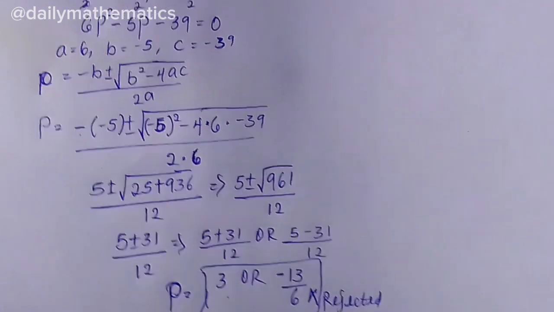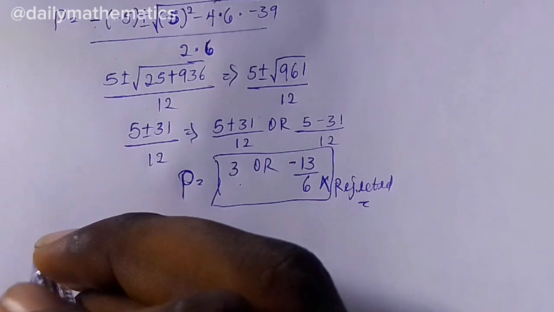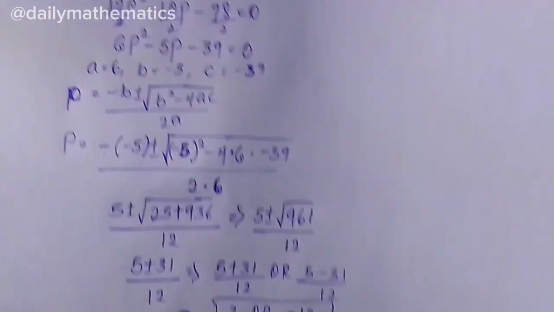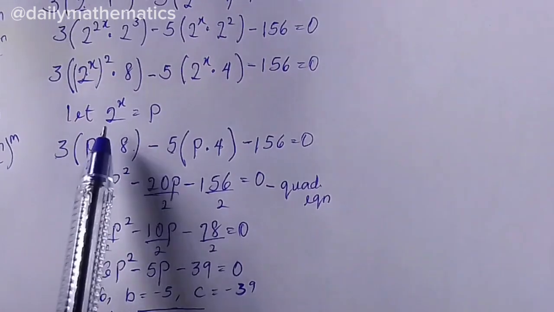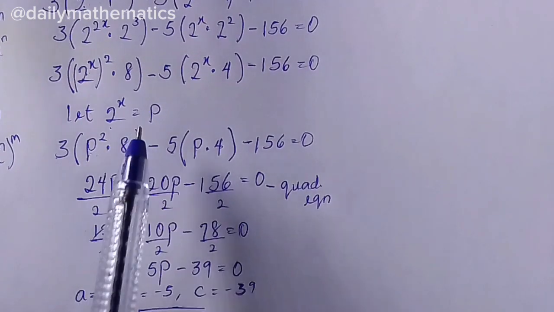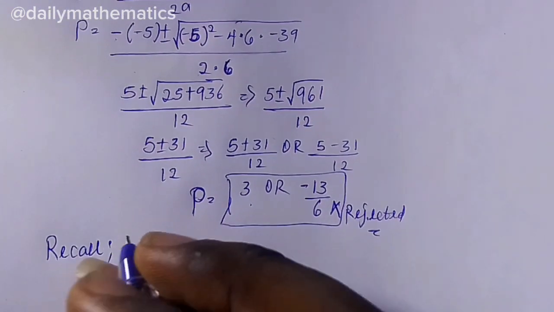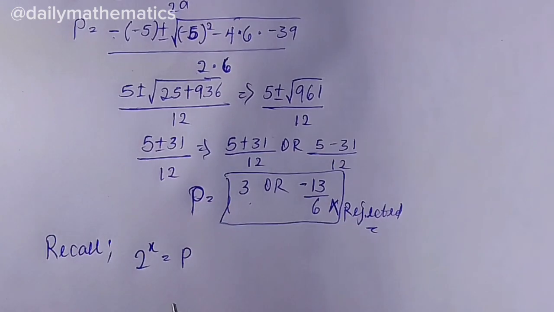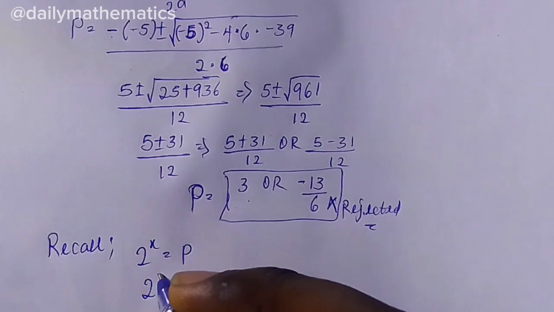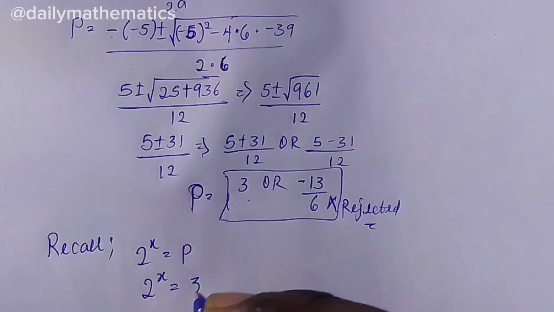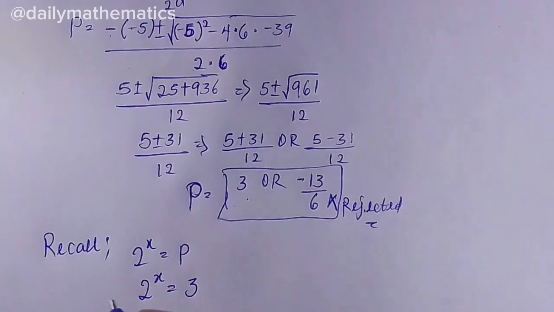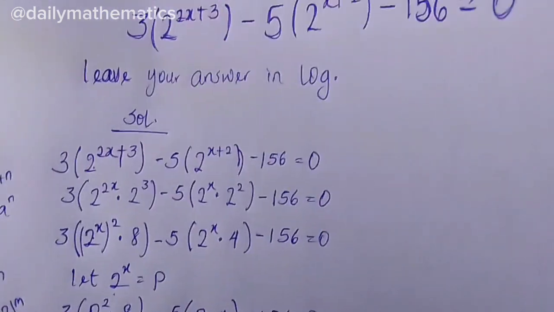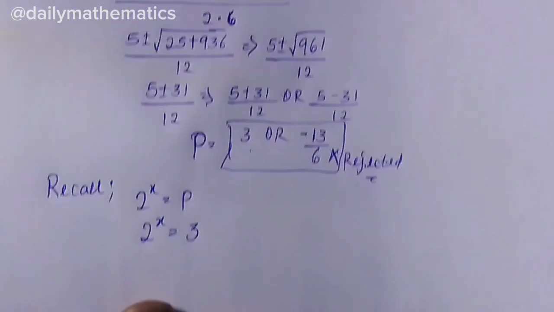So now recall that 2 raised to the power of x equals P. So we bring it again, 2 raised to the power of x equals P. And remember, P is 3. That's 2 raised to the power of x equals 3. So we find the log of both sides, since we are told to leave our answer in logarithm. So we find the log of both sides.